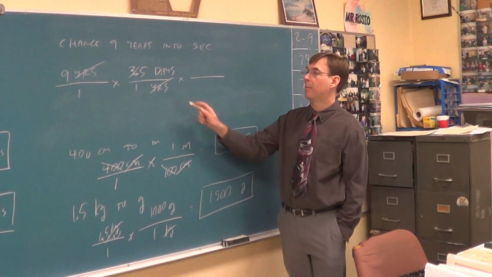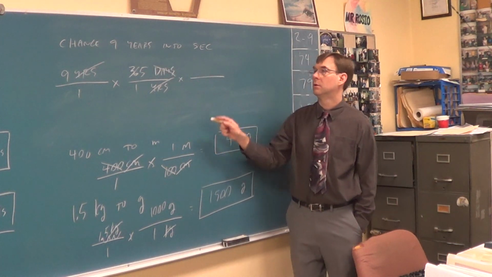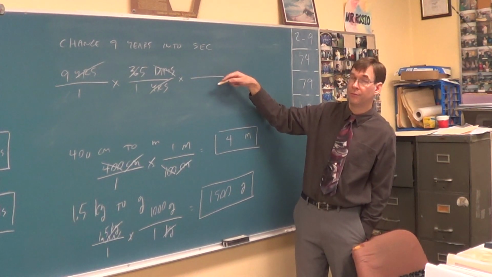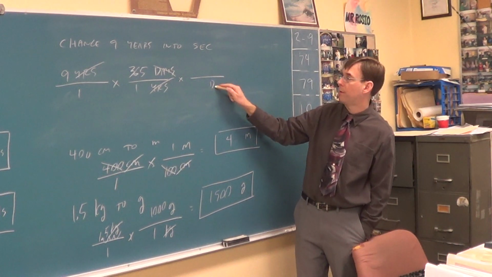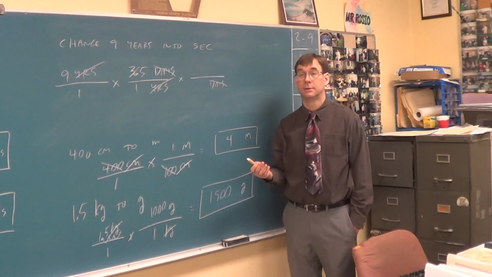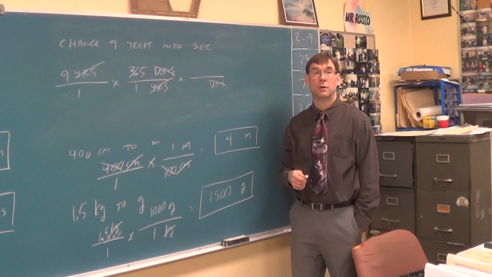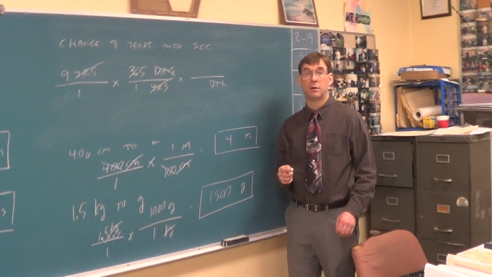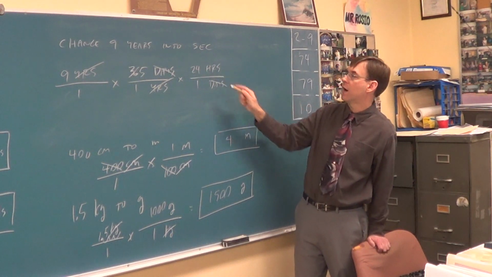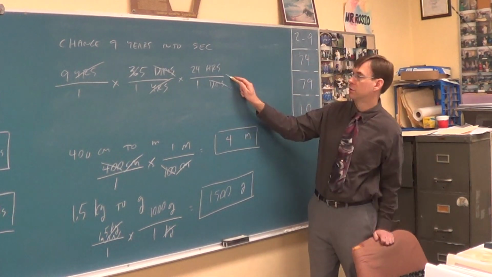Then let's take another step. We don't want to have days forever. We want days to cancel. So to cancel days, we put days on the bottom. What do you know about days? So is this 365 days in a year? We already used that one. 24 hours make 1 day. So 1 day, we can make 24 hours. Is that what we were seeking originally? No, but we're closer. So go again.